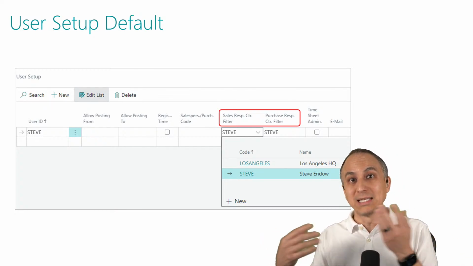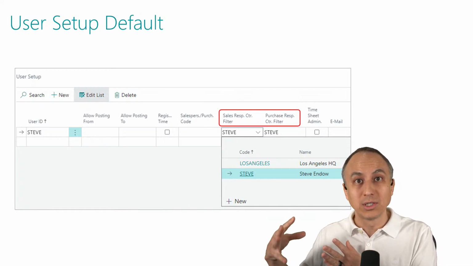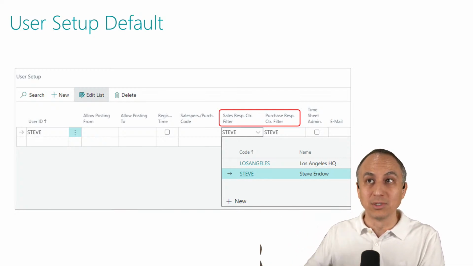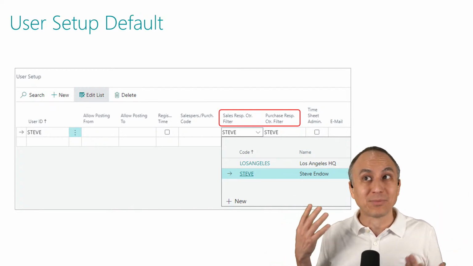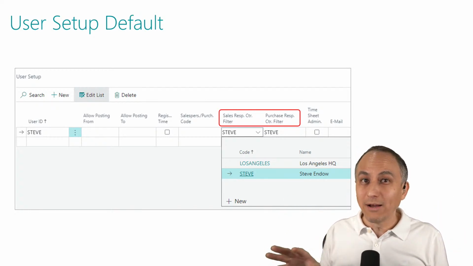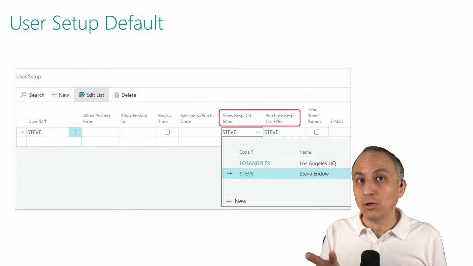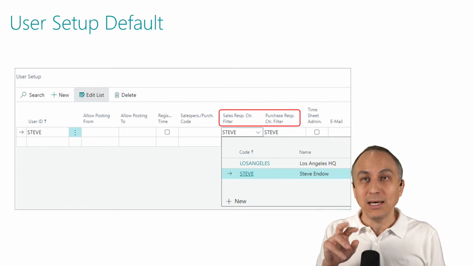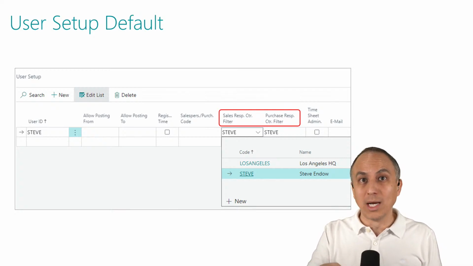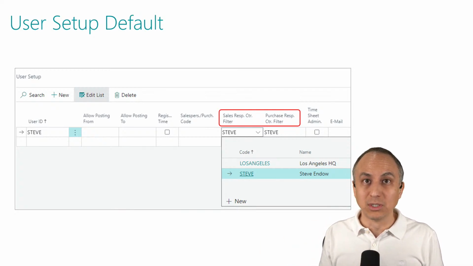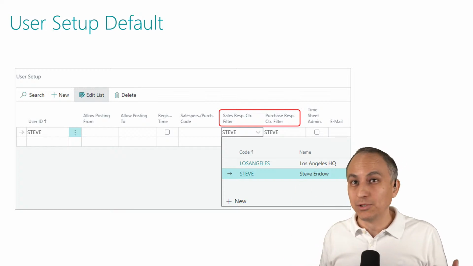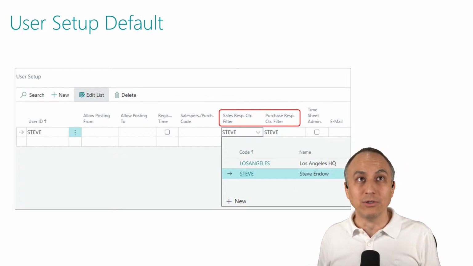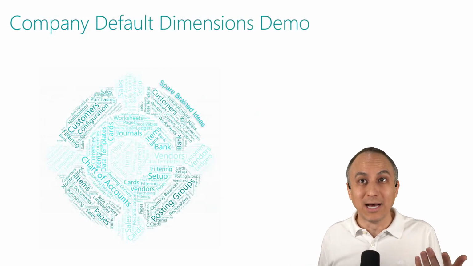Maybe Sally's in North Carolina and you want hers to be on the East Coast dimension values. So maybe that's appropriate for your business. So there you go. Now, from what I found, by default, this only applies to the two global dimensions or shortcut dimensions. Out of the box, I didn't see a way to default the other dimensions. So yeah, lots of scenarios you could come up with for how you use this. So let's take a look at that.